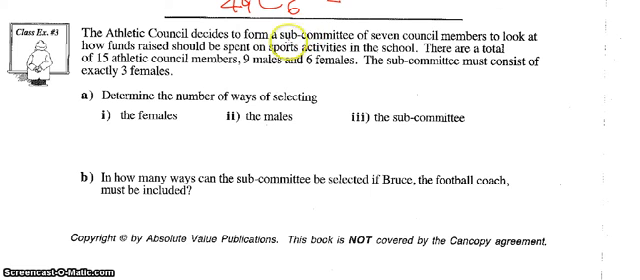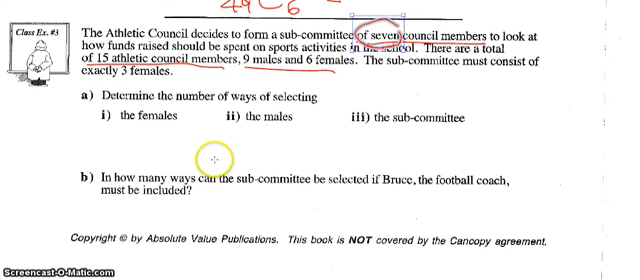So let's look at this. You want to form a subcommittee of 7 people, of 7 council members. There are total 15 people to choose from. 9 of them are male, 6 of them are female. 9 plus 6 is 15. This is where the number comes from. The subcommittee must consist of exactly 3 female.